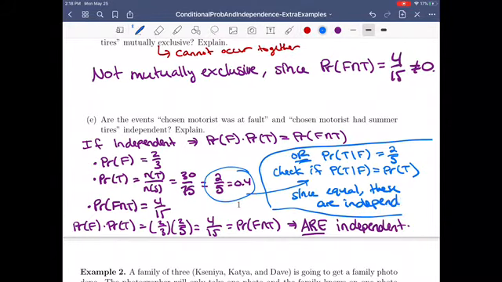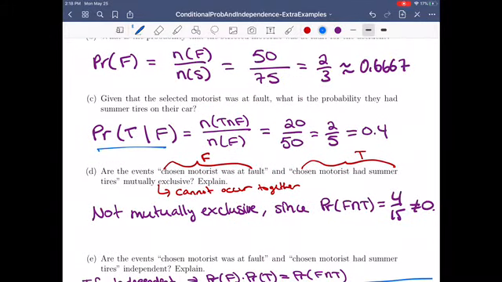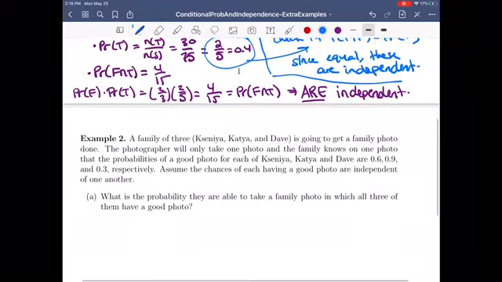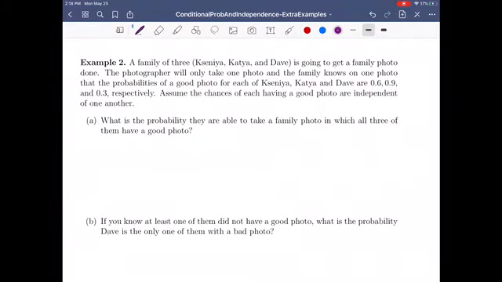I normally do the purple way most often, but when you've already computed some conditional probability for the events, then sometimes it's faster to use one of the other ways, but whichever way you like is fine. So let's try another one. A family of 3, Ksenia, Katya, and Dave, are going to get a family photo. The photographer will only take one photo, and the family knows that the probabilities for a good photo for each of them, Ksenia, Katya, and Dave, are 0.6, 0.9, and 0.3 respectively.